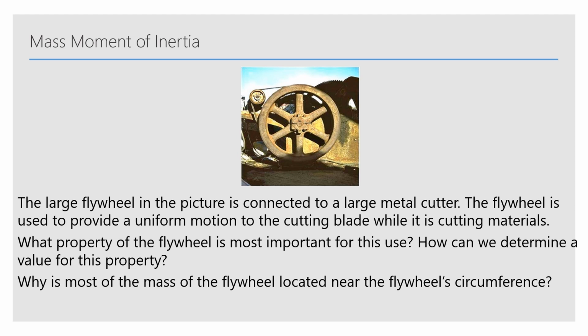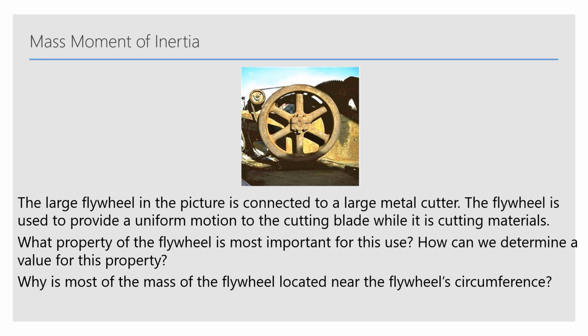Taking a look at our final section, section 10.8, this section discusses mass moment of inertia. So let's imagine that we have a large flywheel, like what we see in the image above. In the picture, it is connected to a metal cutter. The flywheel is used to provide a uniform motion to the cutting blade while it is cutting materials.